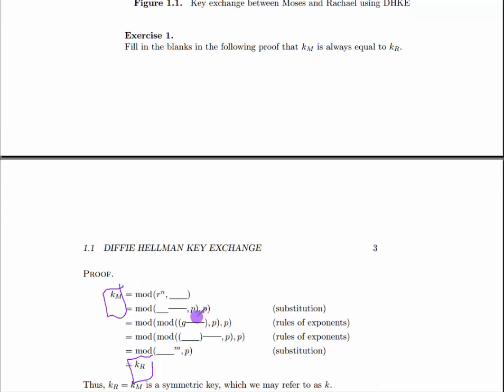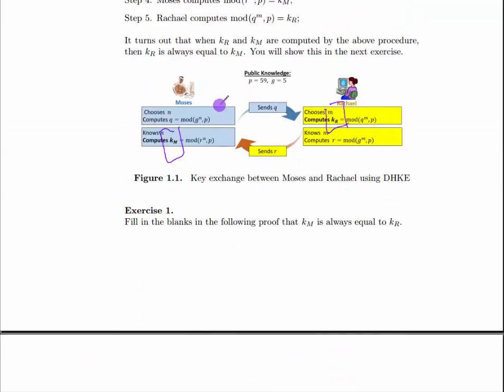Now, this is quite amazing because the only information they sent, this q and this r, does not give you the values of n and m, but somehow they combine these two secret pieces of knowledge to create something that they share in common.